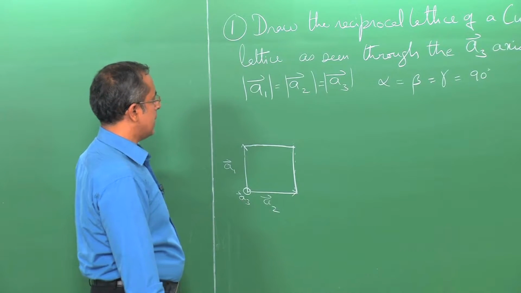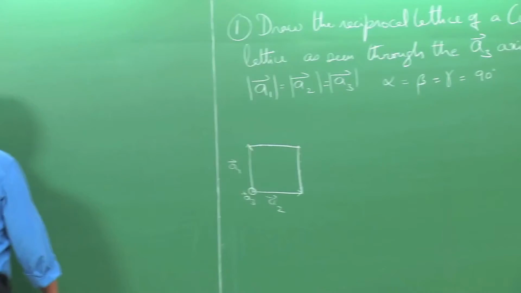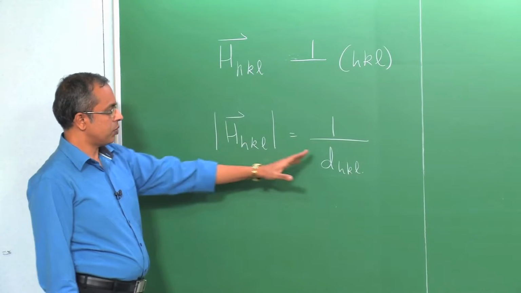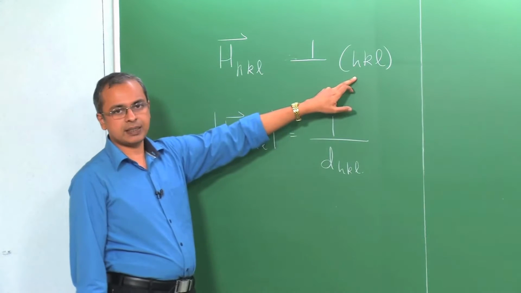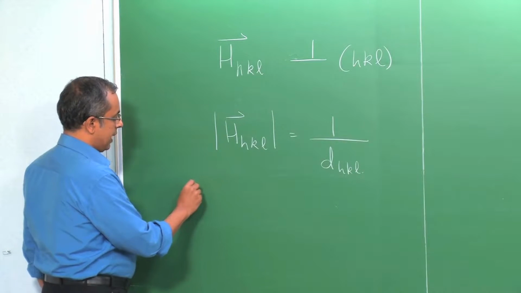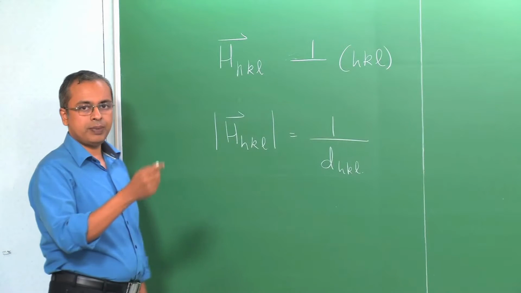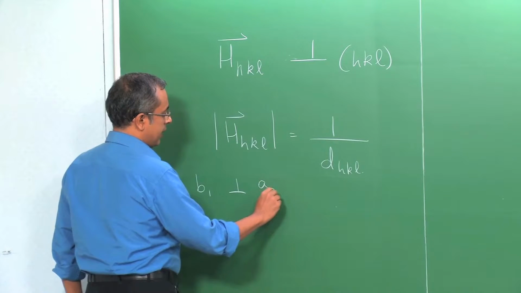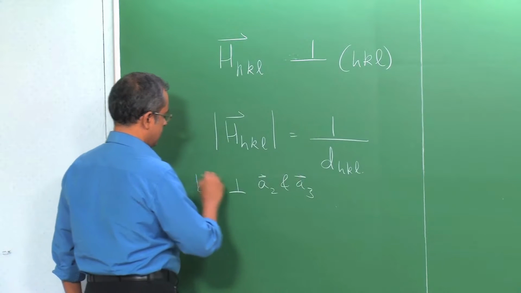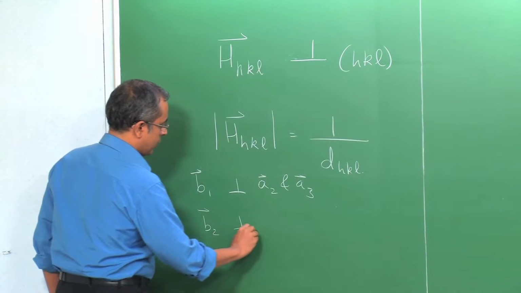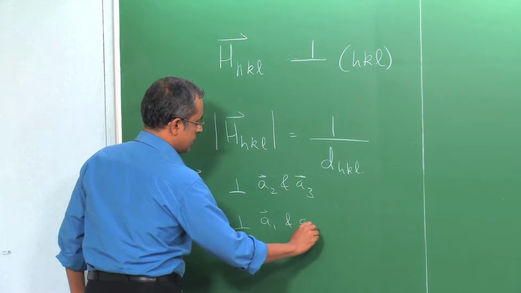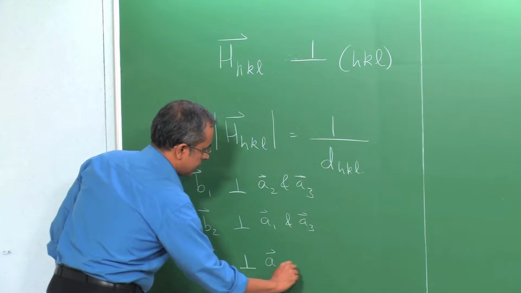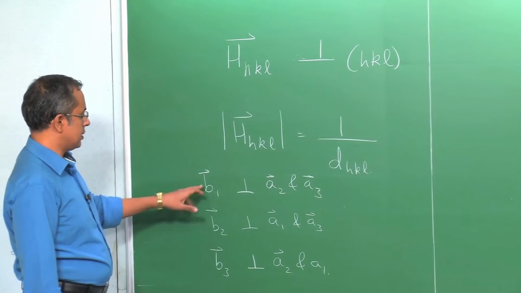So, now we also learned through our definition, if you go back to what we defined here, that the modulus of HKL is 1 by DHKL, and the vector itself is perpendicular to the plane HKL. Therefore, for example, if we have A1, A2 and A3 as the real lattice vectors and B1, B2, B3 as the reciprocal lattice vectors, we had B1 is perpendicular to A2 and A3, and similarly B2 is perpendicular to A1 and A3, and B3 is perpendicular to A2 and A1, right.